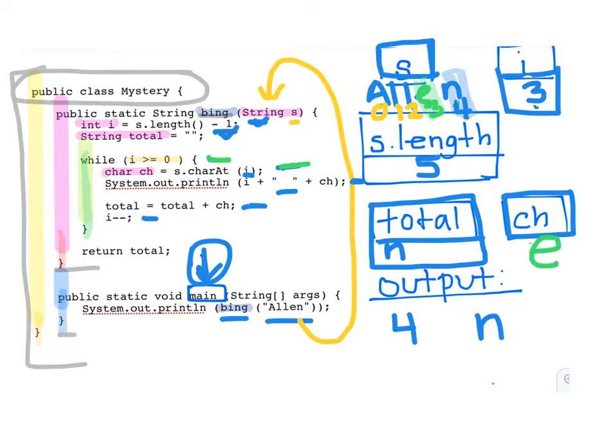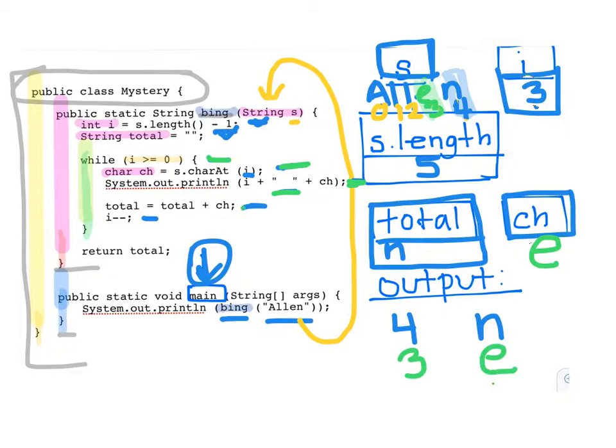So I've done that line of code. Now it's going to do a print line. So we're at this statement now, and it's going to print out I plus the space plus ch. Okay, so I is equal to 3. The space is going to go in first, and then the ch is equal to E.